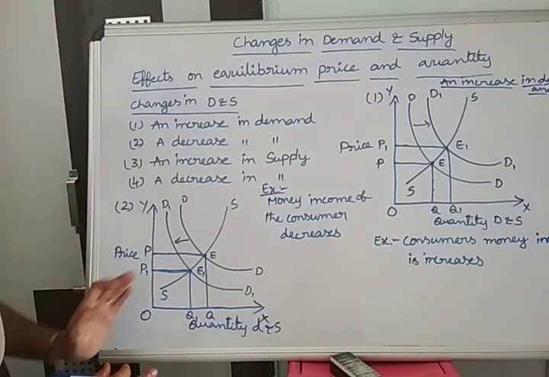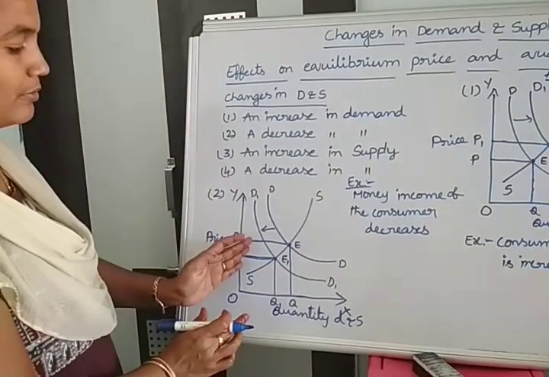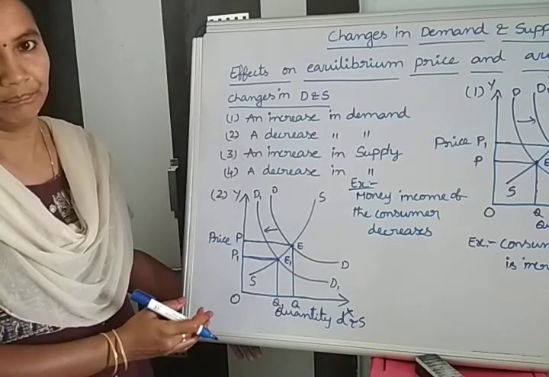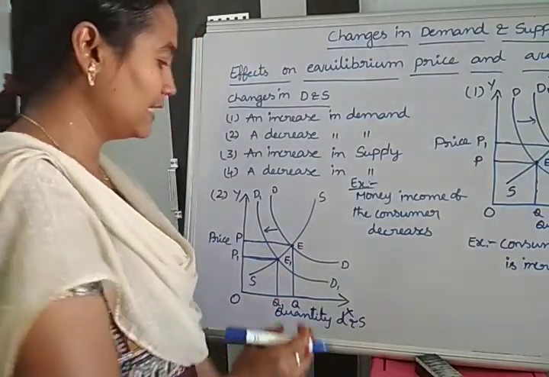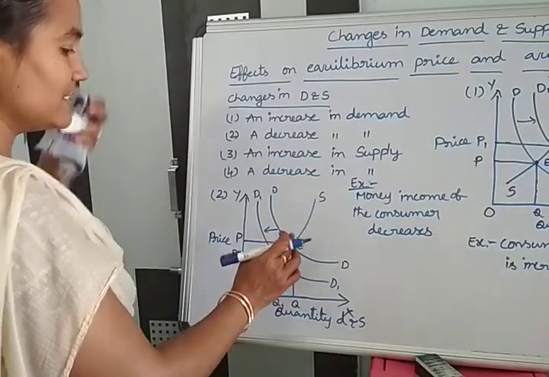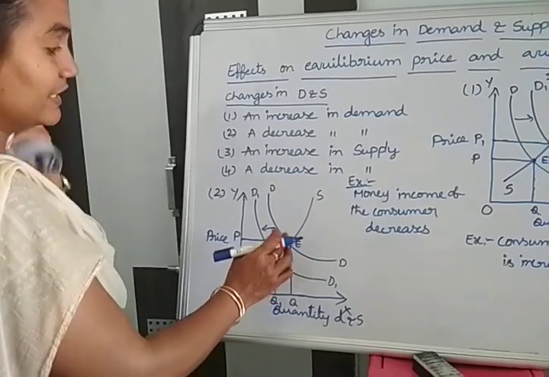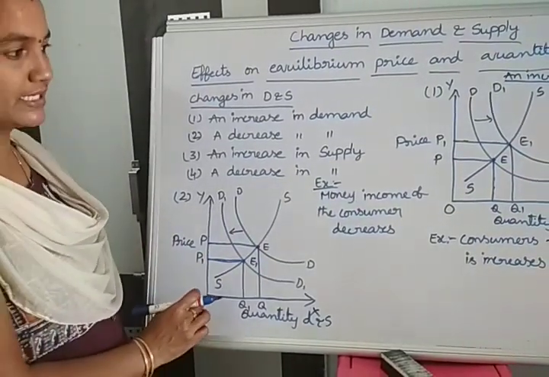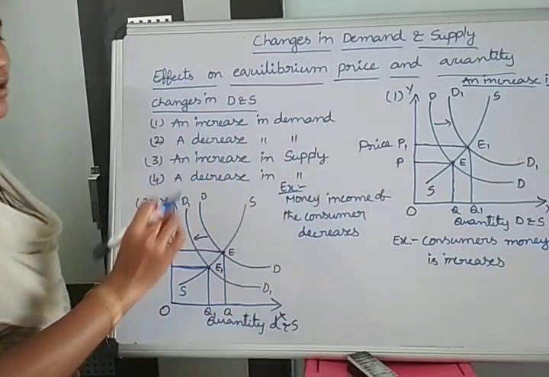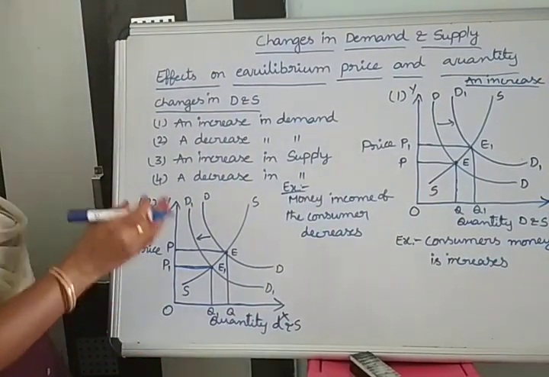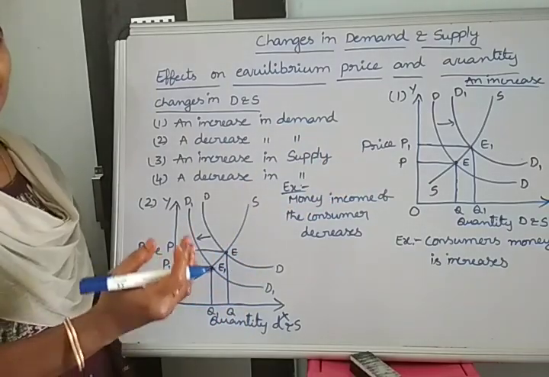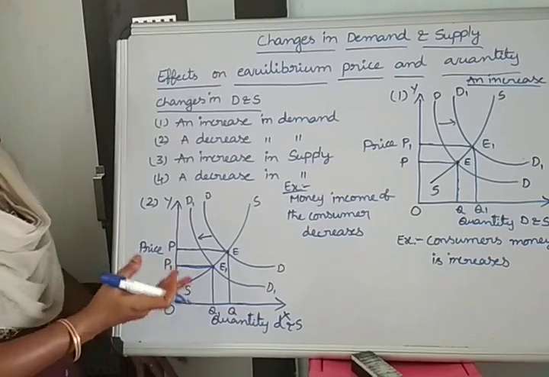The main reason is, if the money income of the consumer decreases, then automatically demand for the good also decreases. But supply is more than the demand. We see excess supply here. That is the main reason for the decrease in the price of the commodity. So without a change in the quantity supplied, if demand decreases, then price also decreases. Without a change in supply, if demand increases, then price also increases. Actually, according to our concept, if demand increases, price should decrease, and if demand decreases, price should increase.